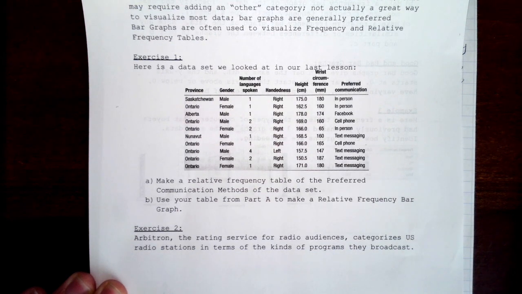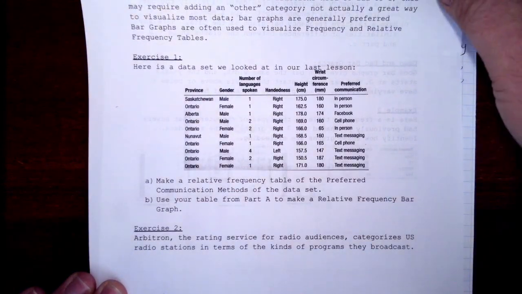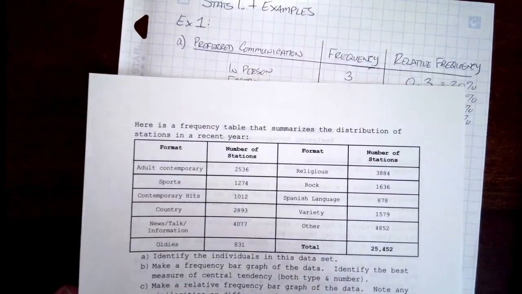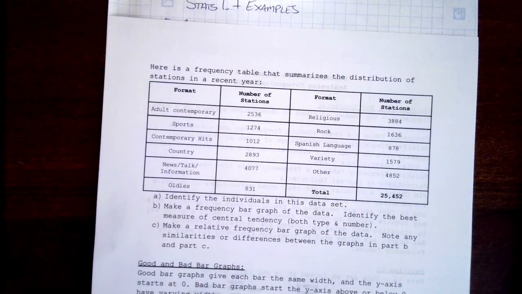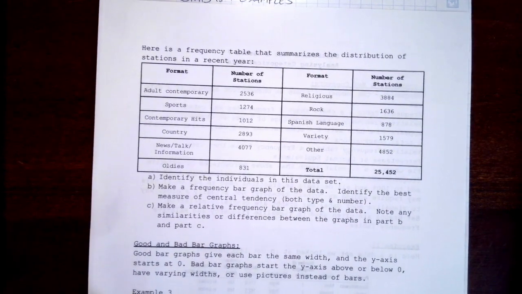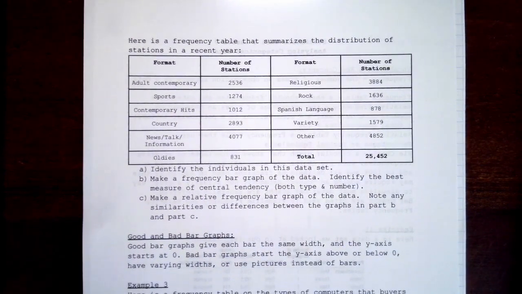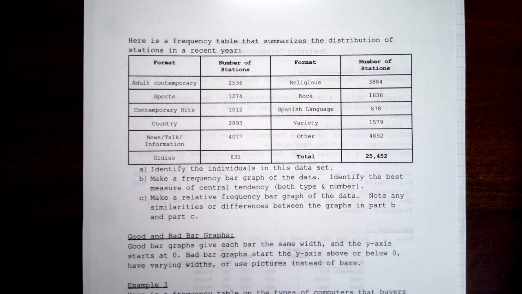Example 2. Arbitron, the rating service for radio audiences, categorizes U.S. radio stations in terms of the kinds of programs they broadcast. Here's a frequency table that summarizes the distribution of stations in a recent year. So it's just a regular frequency table. This tells us the number of stations with each of these formats.